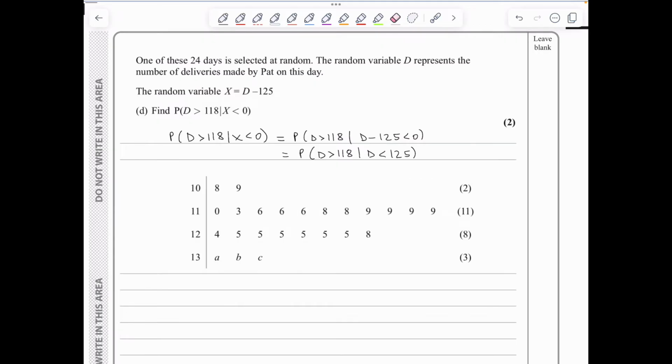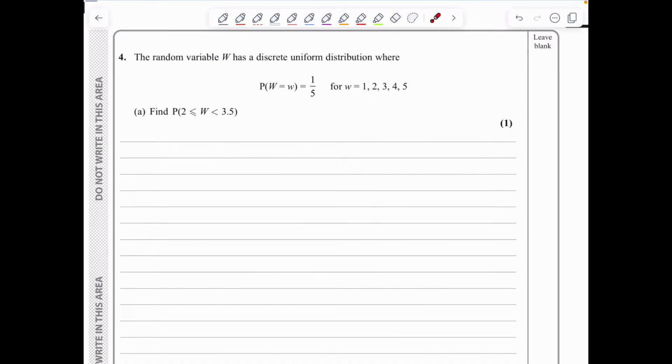Now, looking at the stem and leaf diagram we were given, we know for sure that D is less than 125, so it could be any one of these values highlighted in red here, and we are asking what's the probability that D is greater than 118. So I've shown in blue those values that are greater than 118. We've got 1, 2, 3, 4, 5 values out of a total of 2 plus 11, 13 plus 1, 14. And therefore this means that the probability of D being greater than 118 given that X is less than 0 is simply 5 over 14.